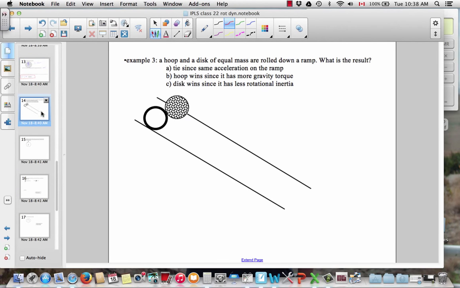There'll be a little demonstration here. It's called a moment of inertia race, disk versus hoop in class.